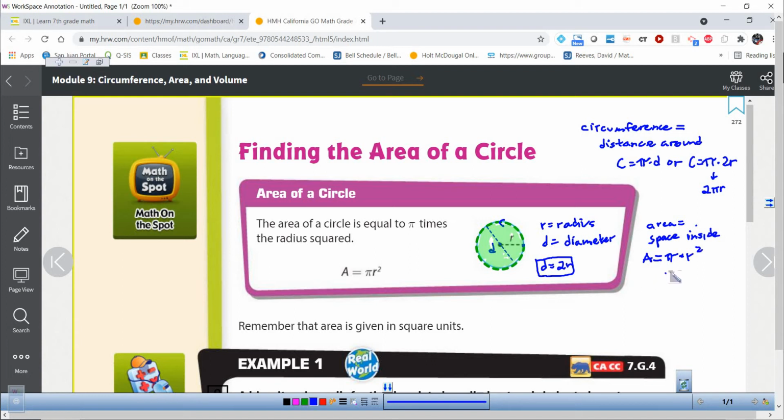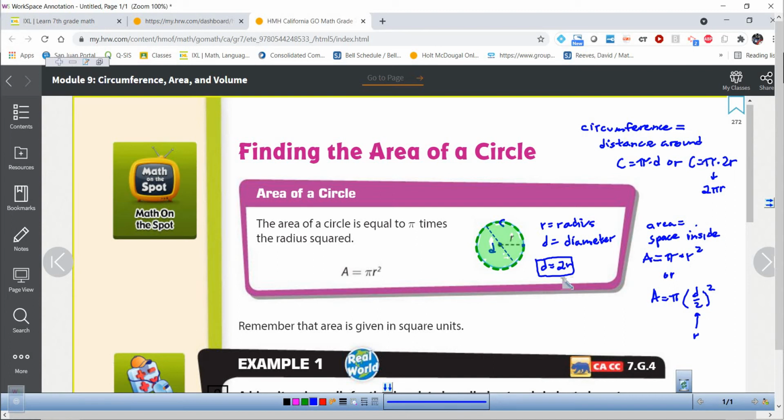Now, just like when we were working with circumference, sometimes they gave you the diameter, sometimes they gave you the radius. So if instead we had the diameter, we need to remember the radius is half of the diameter, so we need to take the diameter and divide it by 2 and square it. If they give you the diameter instead of the radius, you can still find the area. You just have to divide it by 2, because d divided by 2 is equal to r.